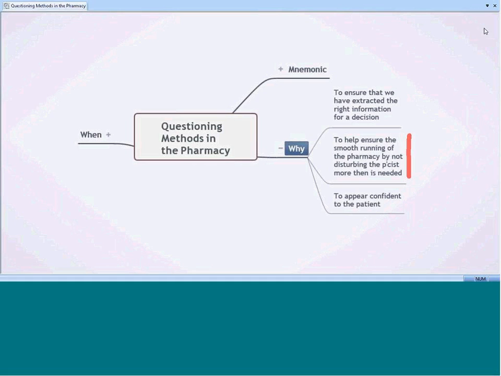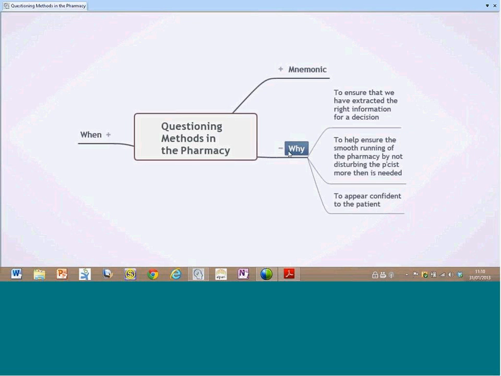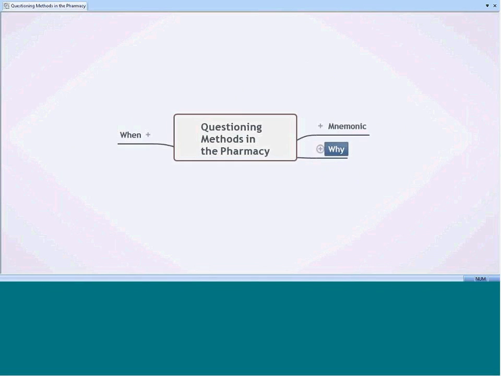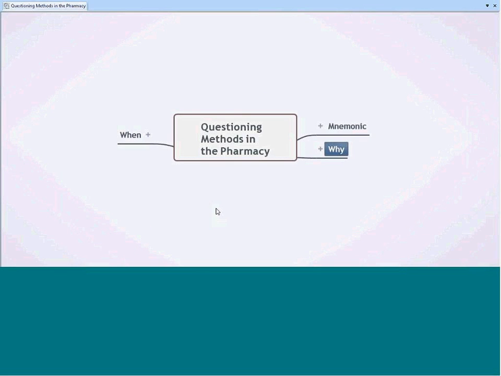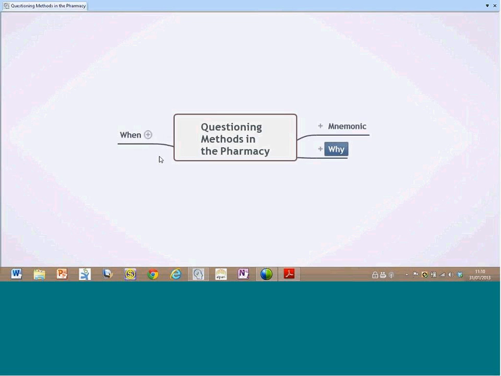So these are generally the main reasons as to why you'd want a good questioning technique. I'm sure you'll be able to figure out more by yourself as well, but these are the main ones which I've come up with. Now, let's move on.